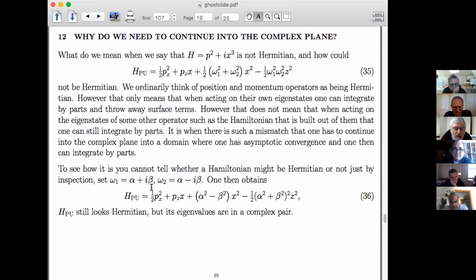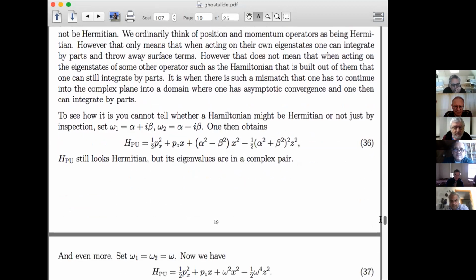Let me just go back to the complex conjugate representation. Let me set omega 1 is alpha plus i beta, omega 2 is alpha minus i beta, and then H_PU becomes alpha squared minus beta squared minus a half (alpha squared plus beta squared) squared. You would look at that Hamiltonian, everything is real, and you would say that is Hermitian, but we just solved the problem and we found that the eigenvalues are in a complex conjugate pair. So looking at it is not enough. You need asymptotic information, boundary condition information.